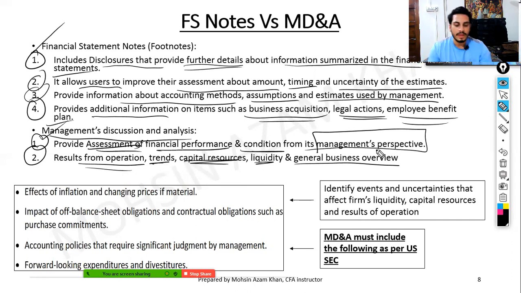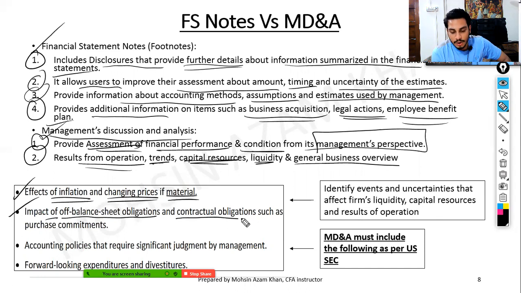Along with that, as per the US Securities and Exchange Commission, certain things are to be shown in the management discussion and analysis, meaning it is obligatory for companies to show this. There are four things. Number one, effects of inflation and changing prices, if material, they have to show. Number two, impact of off-balance-sheet obligations and contractual obligations such as purchase commitments.